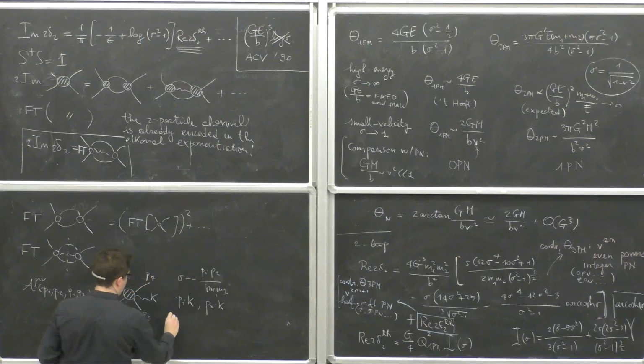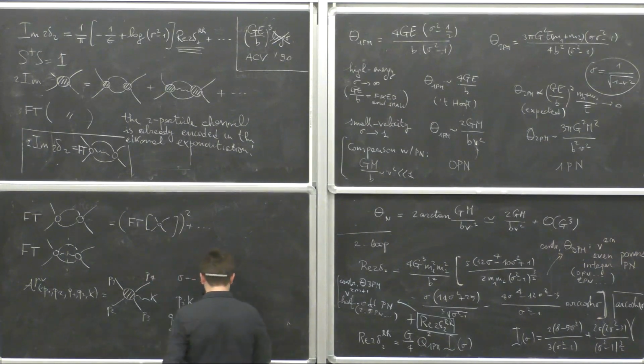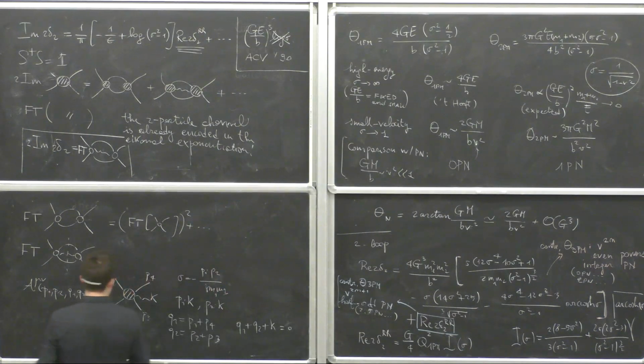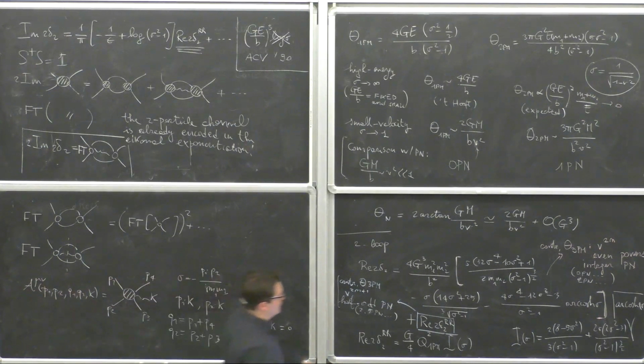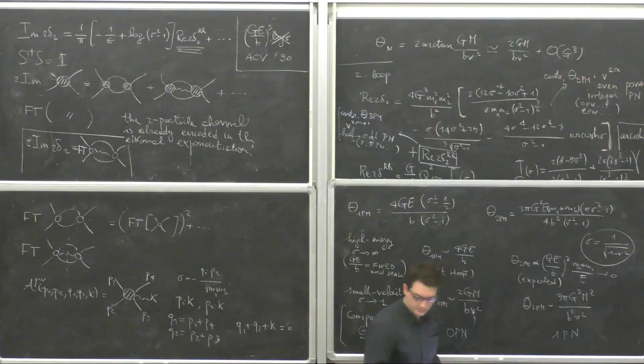And moreover, it's natural to define two momentum transfers now, Q1 and Q2, which by momentum conservation simply add up to minus K. Okay, so this is our new ingredient. And now our objective is to massage this object over here. So maybe I can do it on another blackboard. Any questions?